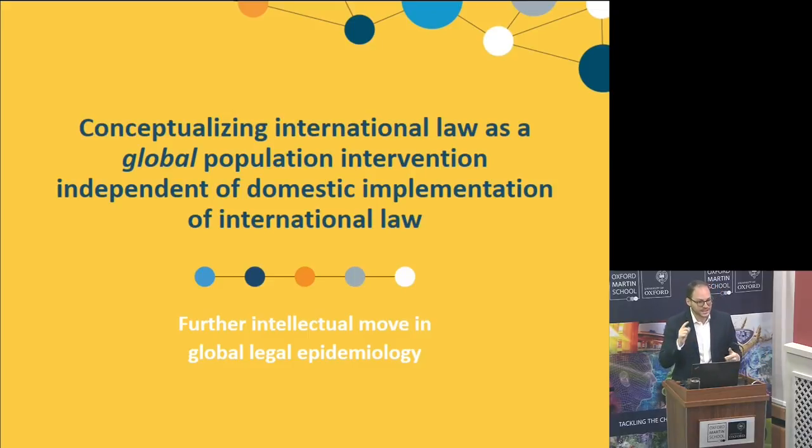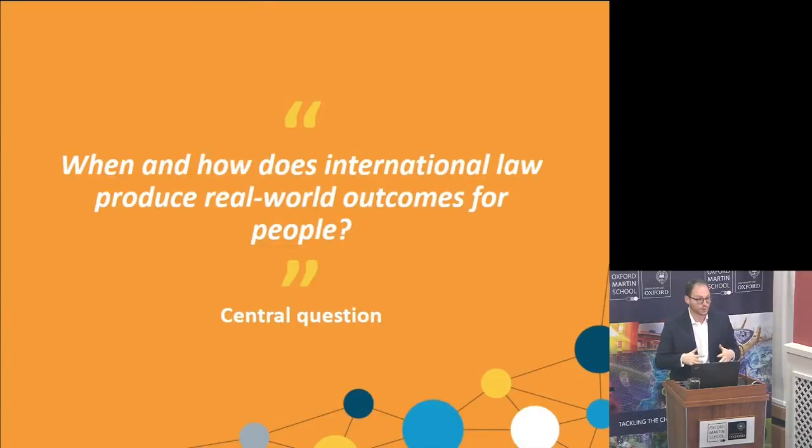And what that allows is a whole different way to study it. Many political scientists, some of whom might be in the room, would be interested in asking questions like, what impact does international law have on state behavior? How might states change their behavior if there's the presence of an international law or not? That's not the question here. The question here is when and how does international law, whether or not it's ratified by an individual country, produce real-world outcomes for people? It's a very pragmatic, applied lens, one that builds on a tradition of understanding patterns and causes of health and disease, and then using systematic and scientific tools to tease that out in order to inform future interventions.